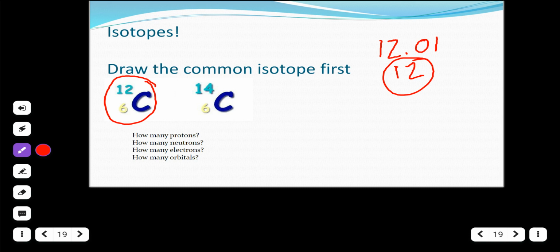Carbon-12 electrons would look exactly the same as carbon-14's electrons. Carbon-12 would have the same exact number of protons as carbon-14 as well. The only thing that would be different in the nucleus would be the total number of neutrons. I'll let you guys think for a second about which carbon would have more neutrons.